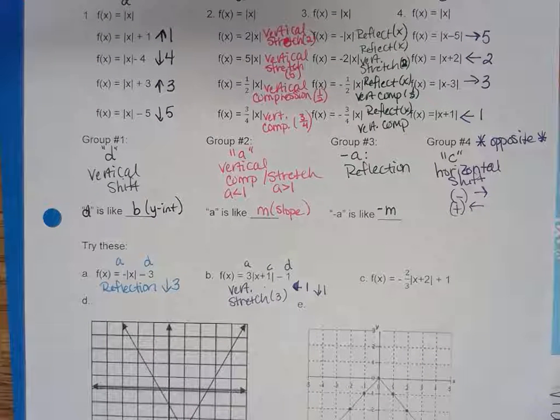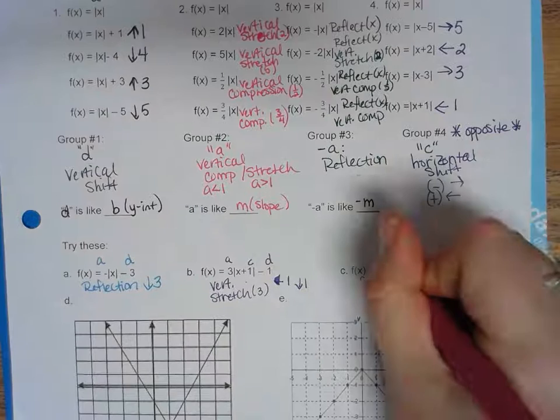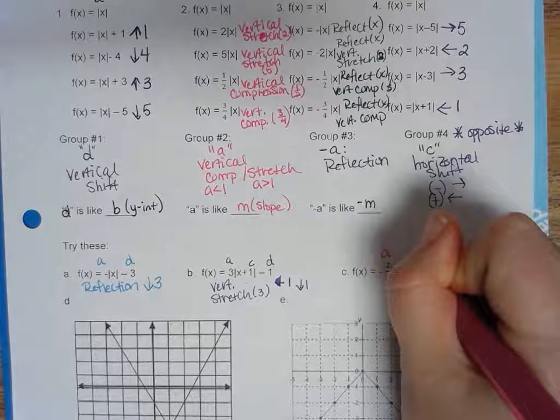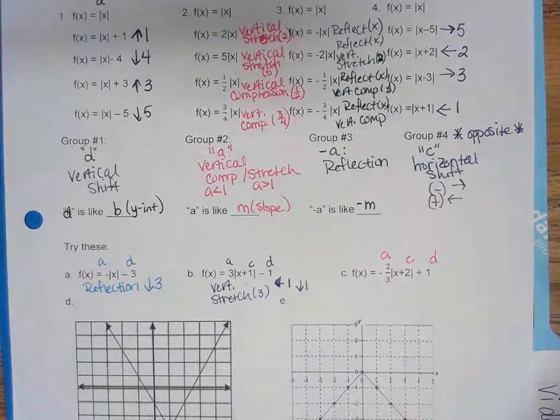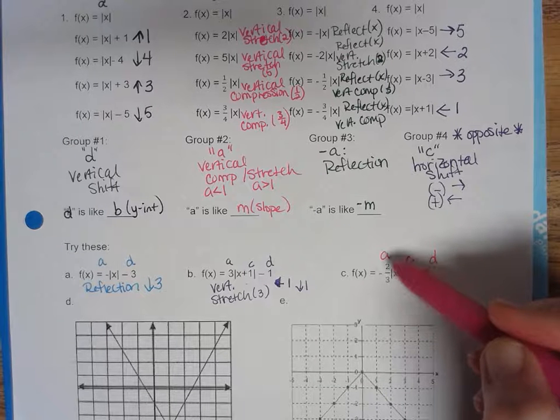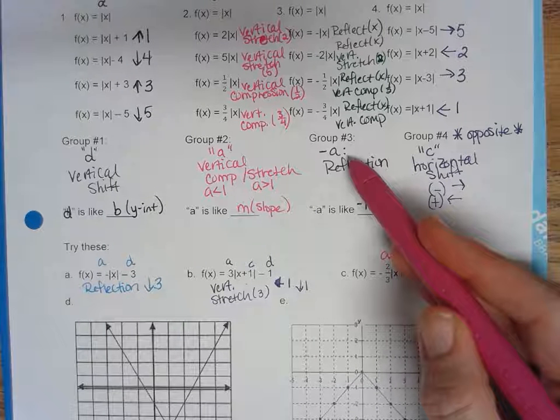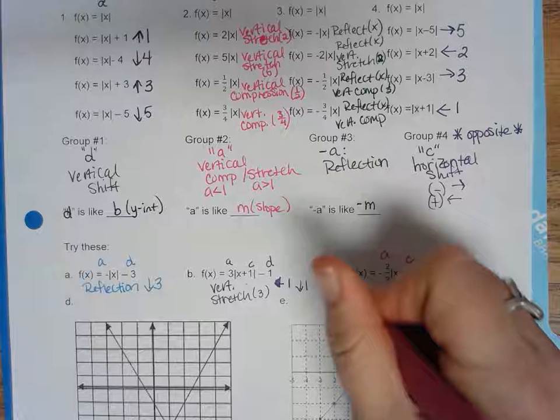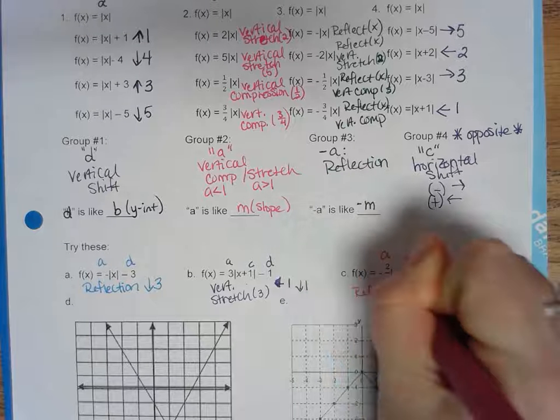Alright, last one. In the front is A, inside is C, and at the back is D. It goes in alphabetical order. The letter you're missing is B. That's next semester. I have a negative at the very beginning. There's the negative. It says reflect. And we're going over the x-axis.